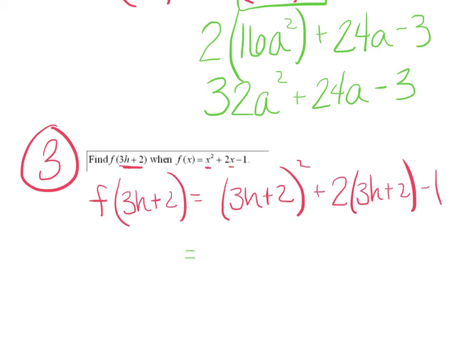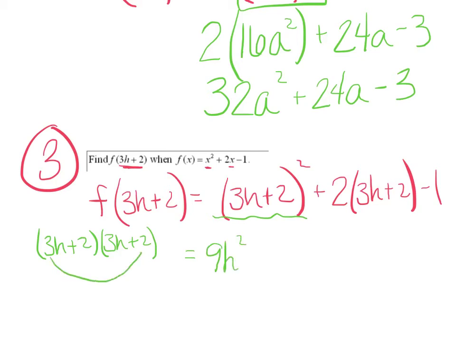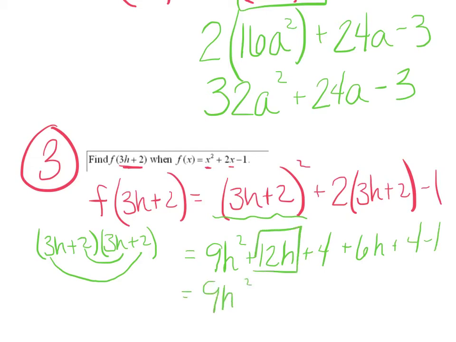Now, to solve this, very simple. I just have to FOIL this out. So basically, when you see something squared, you should be writing it twice, unless you can FOIL in your head. That would be awesome. So I've got 9h squared. That's going to get me 6h plus 6h is plus 12h plus 4 plus 6h plus 4 minus 1. Looks like a total of 9h squared. It's 12h plus 6h, which gets me 18h plus 4 minus 1. 4 minus 1 is 3.